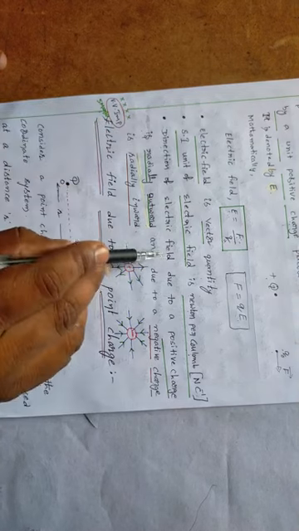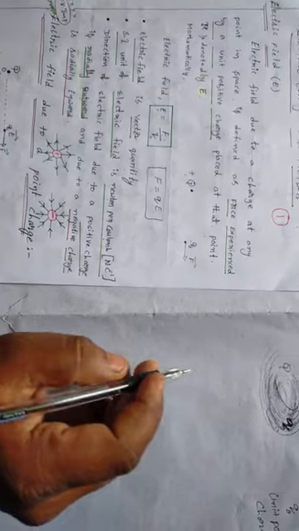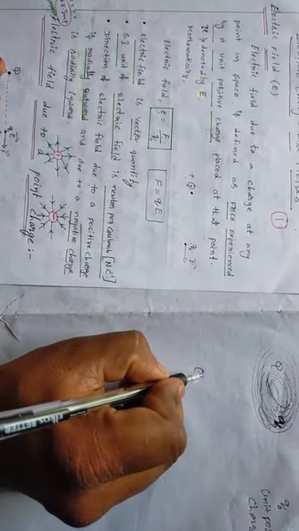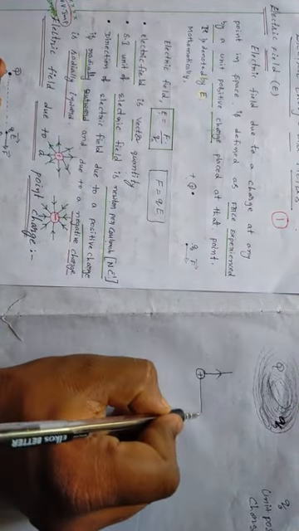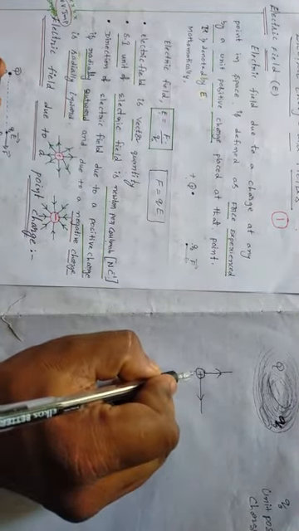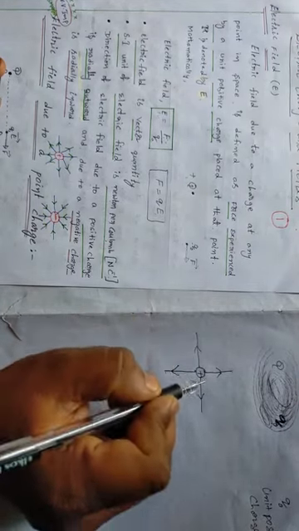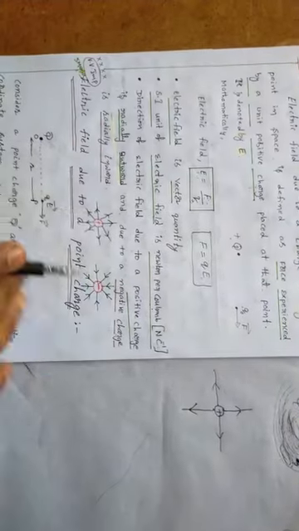The direction of electric field due to a positive charge. If you take this one positive charge, what is the direction of electric field due to it? The direction of electric field we can represent as radially outward. Radially outward means away from the charge, right?